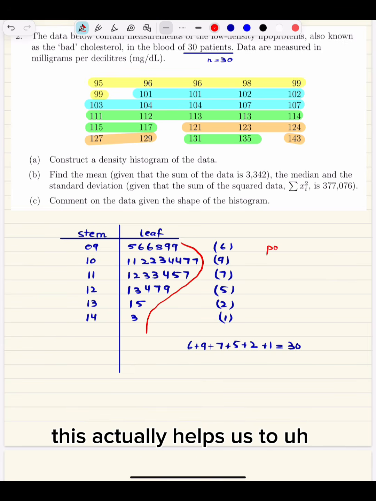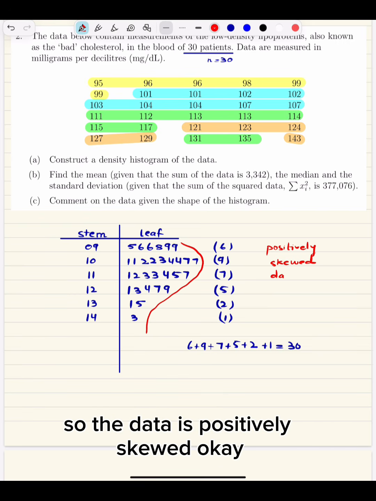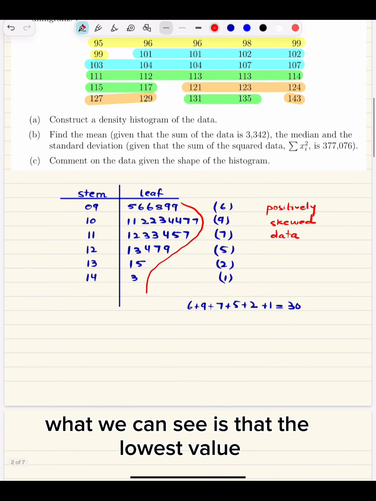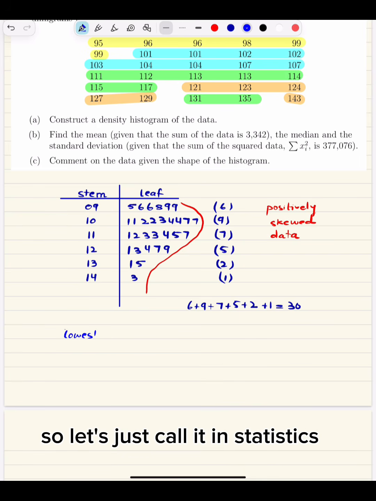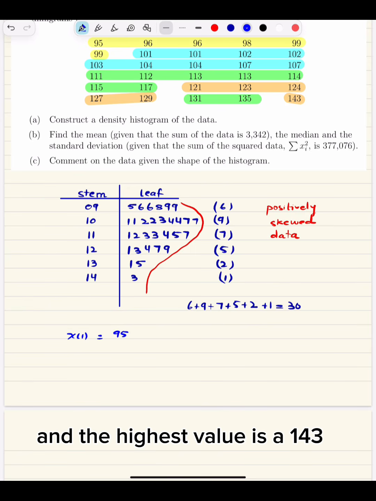So this actually helps give us an idea of where the mean, mode and median of this data will be. So the data is positively skewed. Okay, so now let's start with making the histogram. What we can see is that the lowest value, as we call it in statistics, is 95, and the highest value is 143.